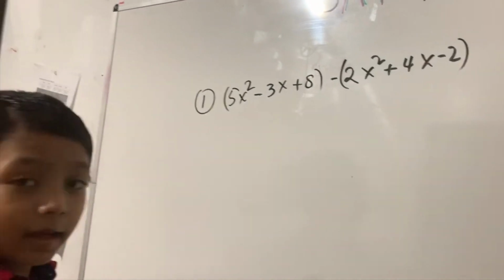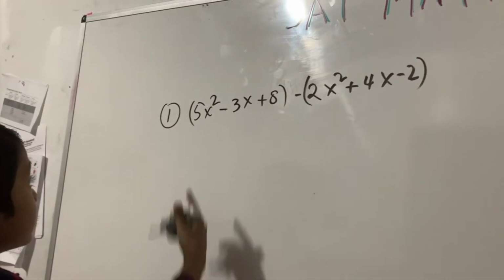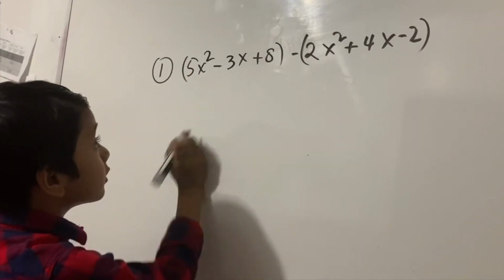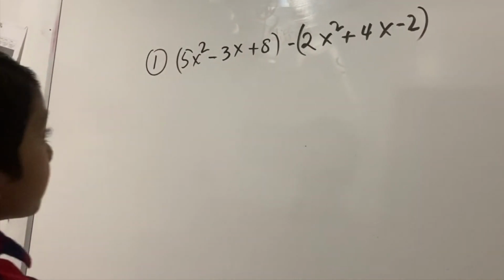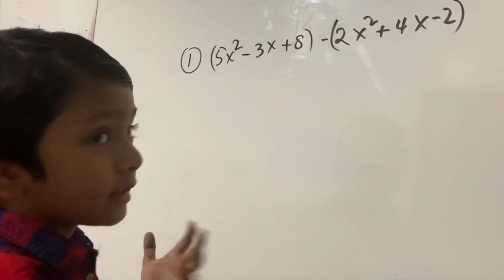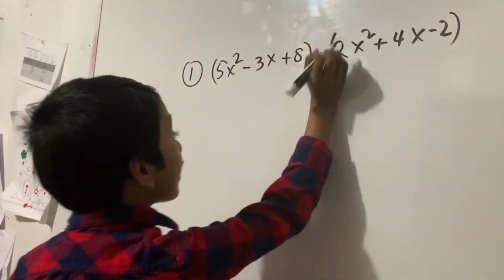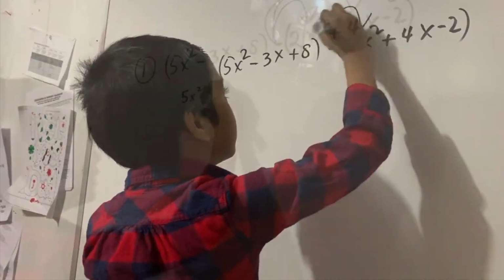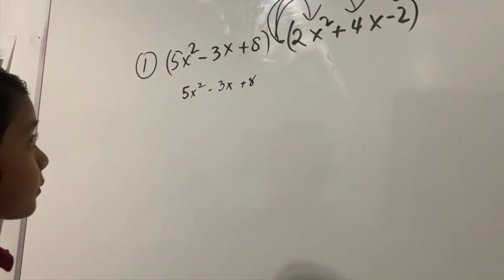I can give you some time to write it down, so you can just pause the video, but let's just read it. So, (5x² − 3x + 8) minus (2x² + 4x − 2). Now, they're just in parentheses. That's why we cannot subtract it freely. We have to distribute, so anyway, 5x² − 3x + 8.